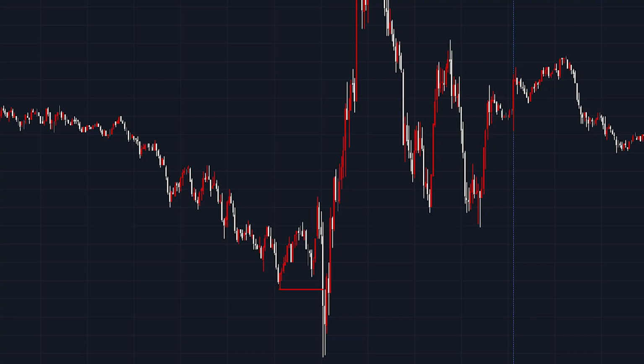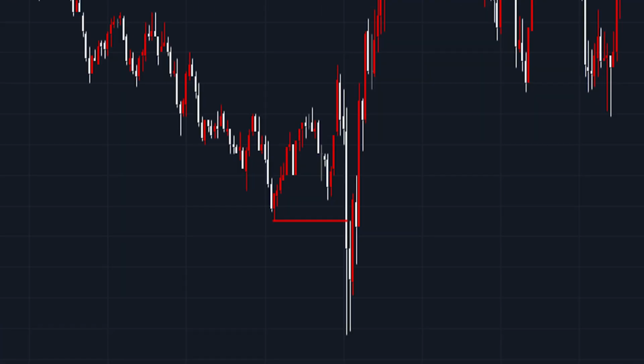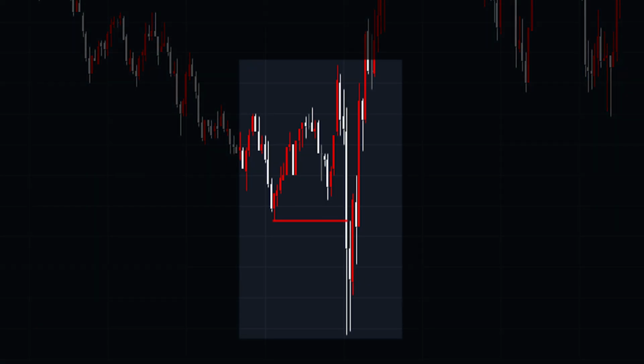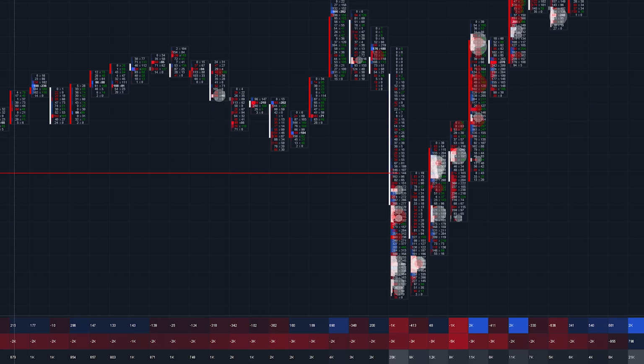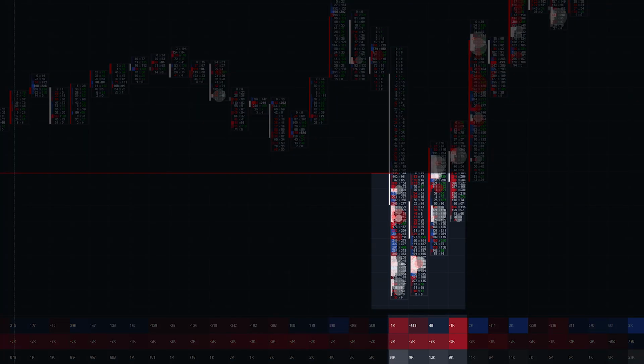Now let's look at this liquidity sweep example. Price breaks the previous structural low, inducing traders to expect continuation to the downside. However, the underlying order flow tells a different story. As price pushes below the low, we see aggressive selling hitting the bid.